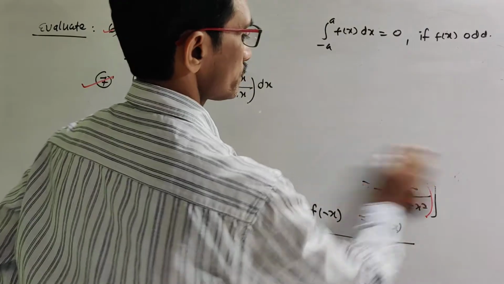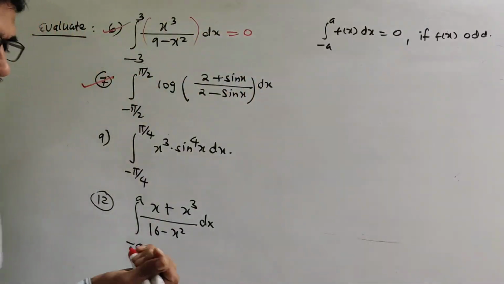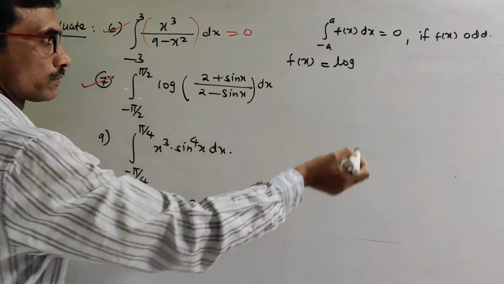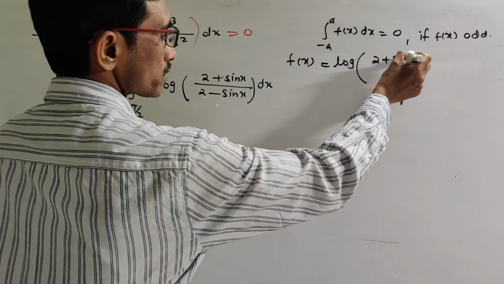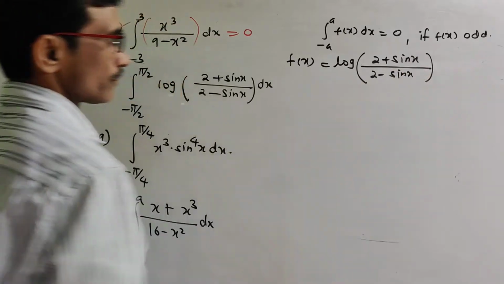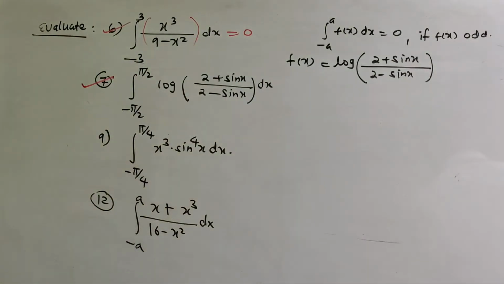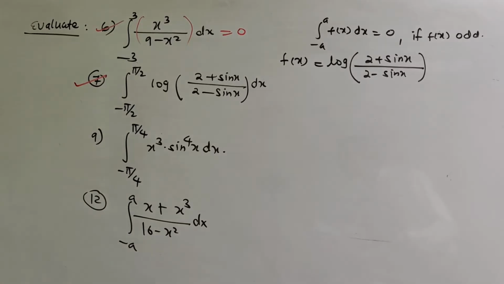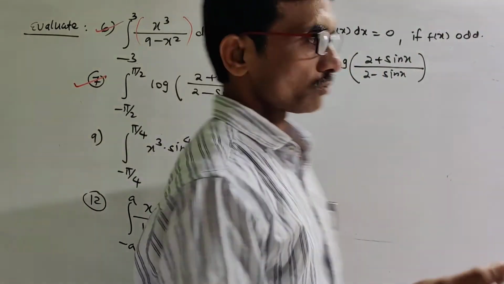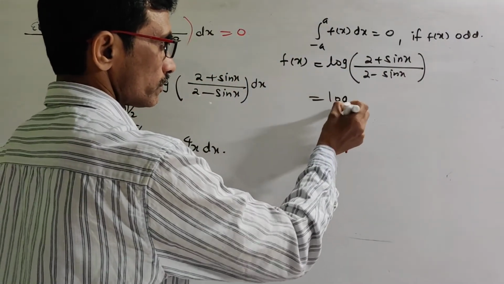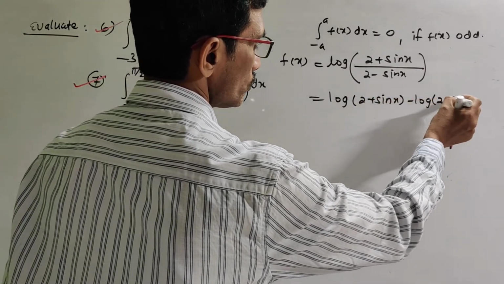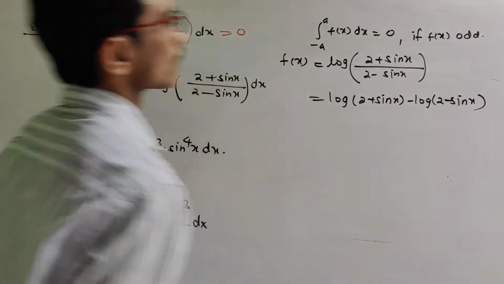So our f(x) is log of (2 plus sin x) upon (2 minus sin x), which we can write as log m upon n, that is log m minus log n. So we will write it as log of 2 plus sin x minus log of 2 minus sin x. This is what f(x).